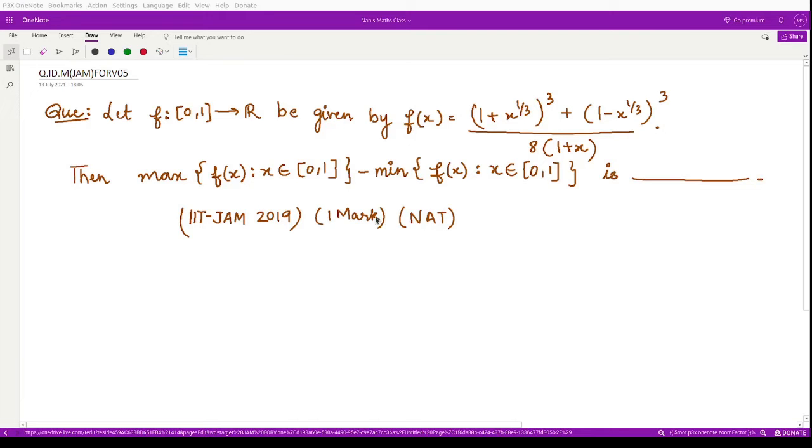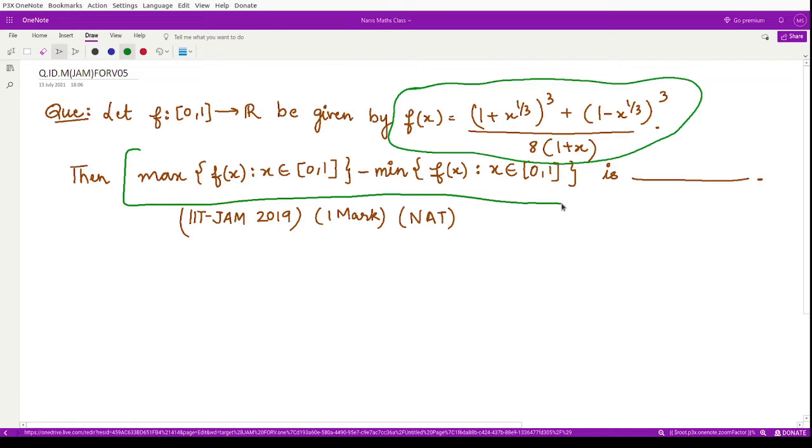In this video, we shall be talking about a question from IIT-JAM 2019 consisting of 1 mark, and this is a numerical answer type question. So in this question, they are saying, for this particular function where x is a real variable, what is this quantity: the maximum value of the function minus the minimum value of the function in the closed interval 0 to 1.